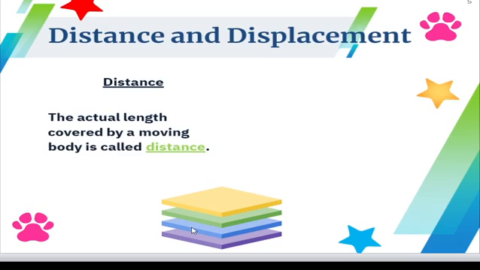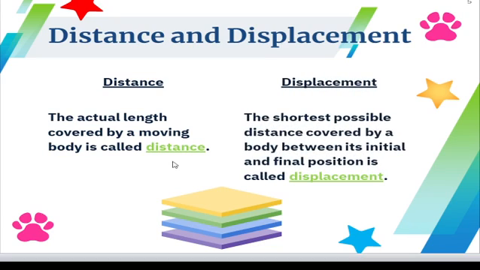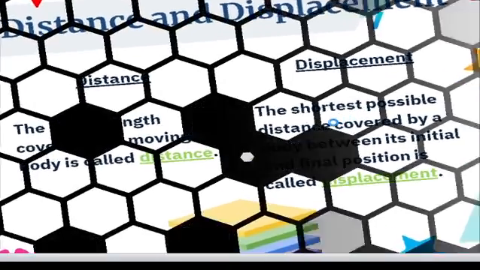What is distance? The actual length covered by a moving body is called a distance. That is very important. The actual length covered by a moving body is called a distance. So what is displacement? The shortest possible distance covered by a body between its initial and final position is called displacement. Easily you can understand that distance means the actual length. Displacement means the initial and final positions. It is called displacement.